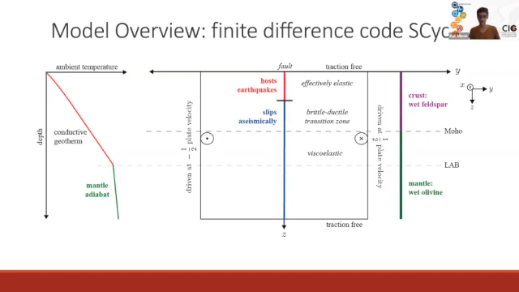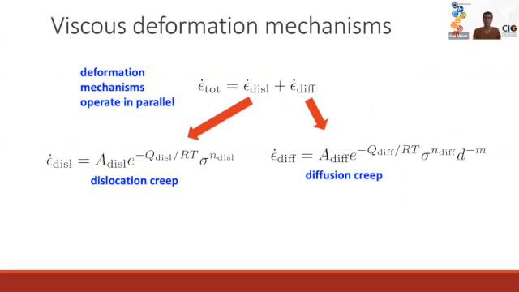And finally, this model is loaded through the displacement of the left and right boundary conditions at the tectonic plate velocity, which for most of the results I'll show today is 35 millimeters per year, or 10 to the minus 9 meters per second.